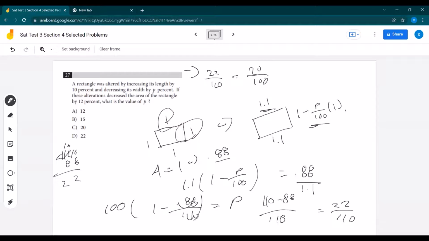If we divide 22 by 110, we can see clearly that 22 is 1/5 of 110. Therefore, it's equal to 20 over 100. And because of that, our answer is, in fact, 20 as a percent. So all we did here was we took a rectangle, and a square is a rectangle, so we took our rectangle with side 1. Then we changed some things about its sides. And since length times width equals the area, we multiplied 1.1 by this expression, giving us that alteration by p%. And then we're solving an equation to find the answer.